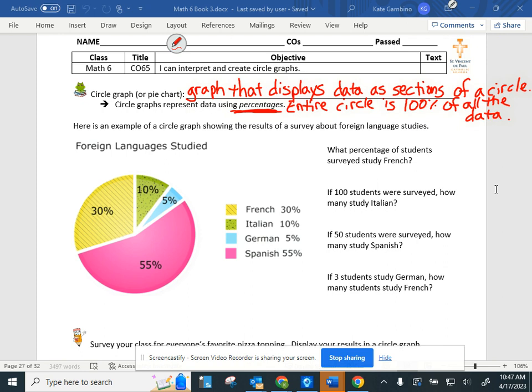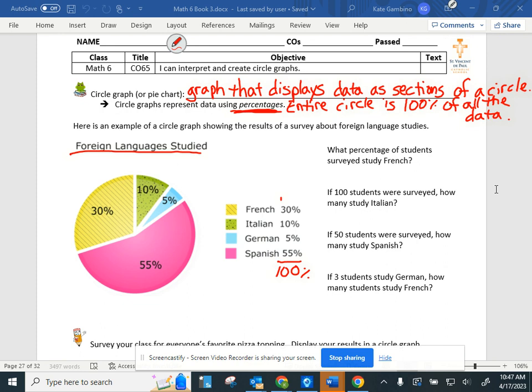So when you add up all the different pieces of the circle graph, add up all those percentages, it's going to equal what percent? 100%. So if we look at our foreign languages that are studied, if I add up my Spanish, my German, my Italian, and my French, I add all of these up, I get 100%. So it's important to note that circle graphs always equal 100%. So adding all of them up, you will get 100%.